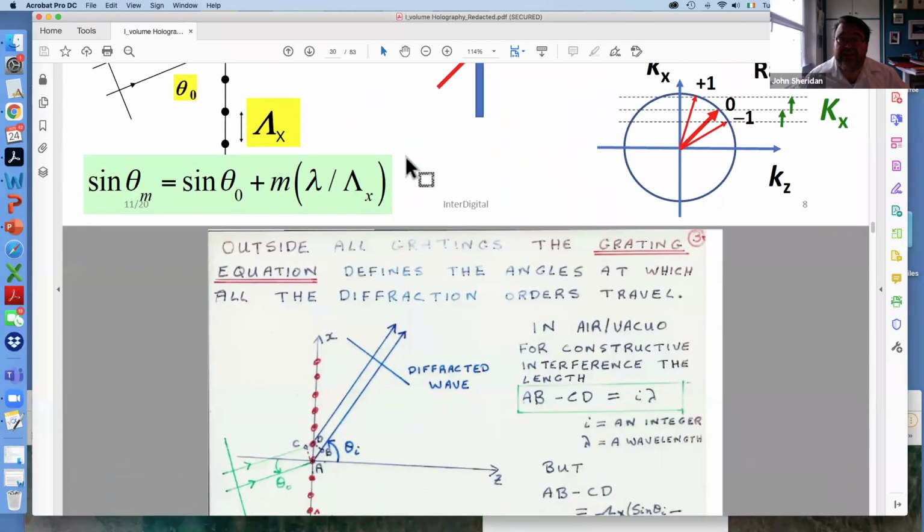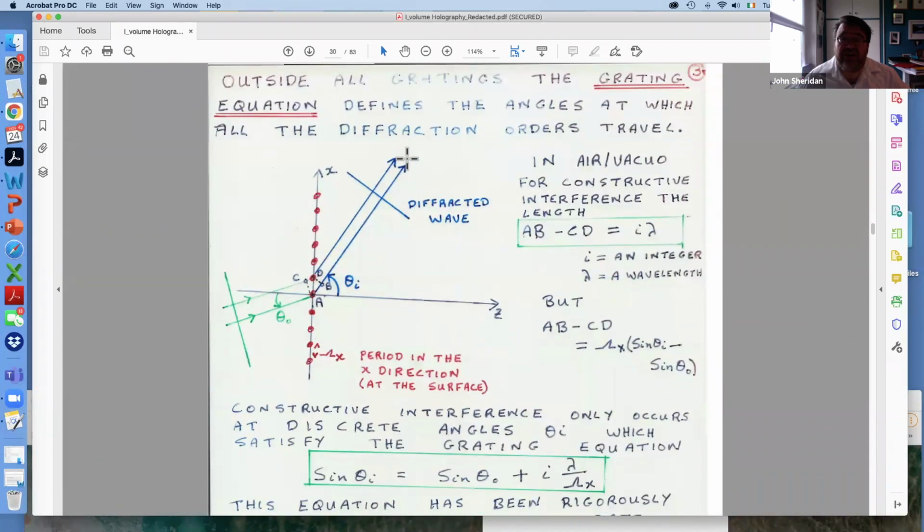Okay, so here's a little derivation for that grating equation. Outside all gratings, the grating equation defines the angles at which all the diffraction orders travel. Here's again our periodic structure. I've got the same notation, and you see these points A, B, C, and D on these rays. And I've joined A and C, and I've joined B and D.